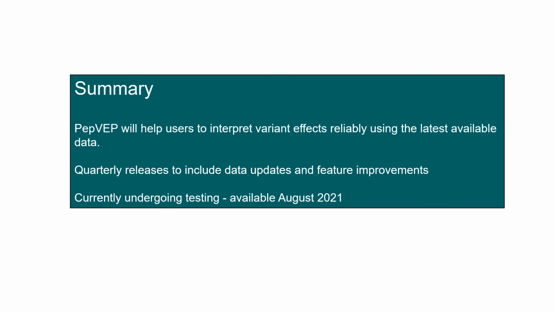In summary, we hope that PepVEP will help our users to interpret the variant effects using structure and function with the latest available data. We will have quarterly releases of PepVEP to include data updates, but also feature improvements. We're currently undergoing testing, and PepVEP will be available in August of 2021.